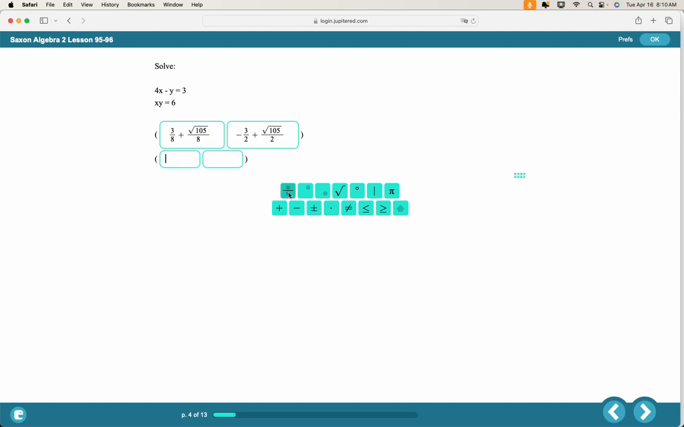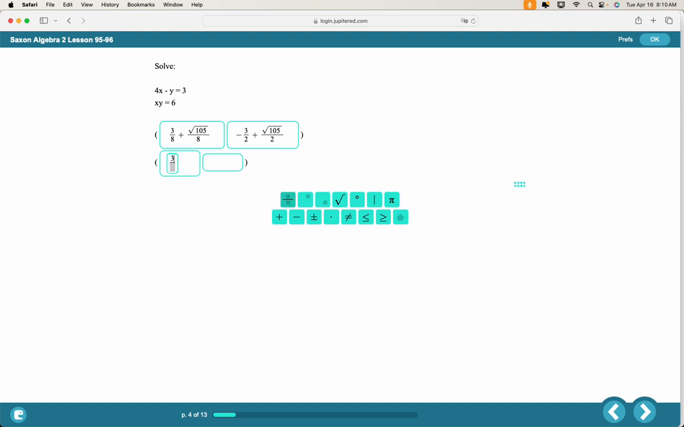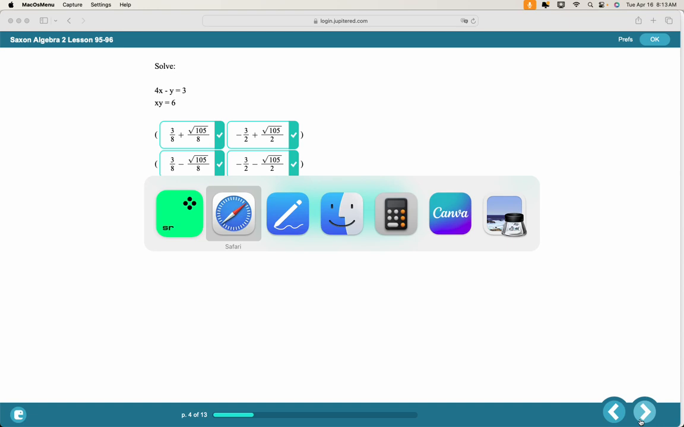And then we would have 3 over 8 minus square root of 105 over 8. And then the same thing, negative 3 over 2 minus square root of 105 over 2. Let's check our work. And those are all correct. All right, let's look at the next one.